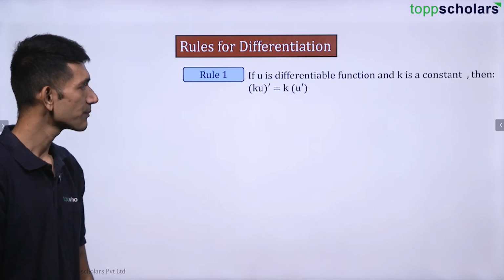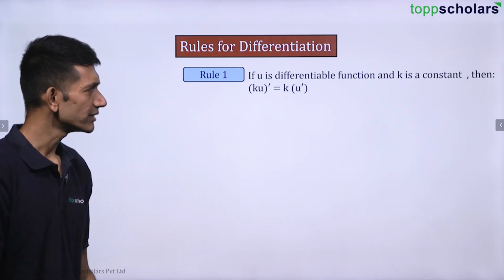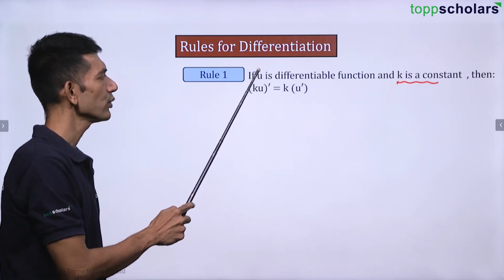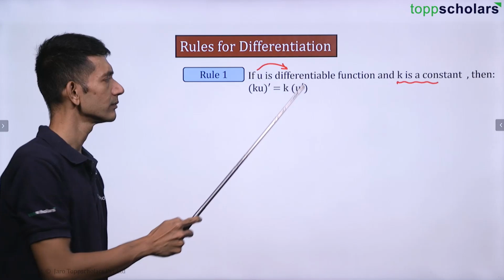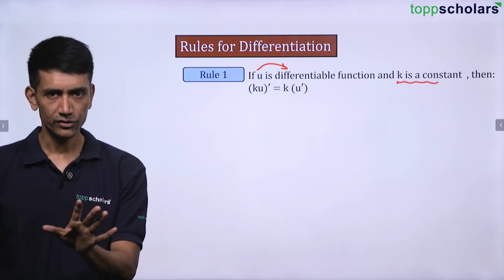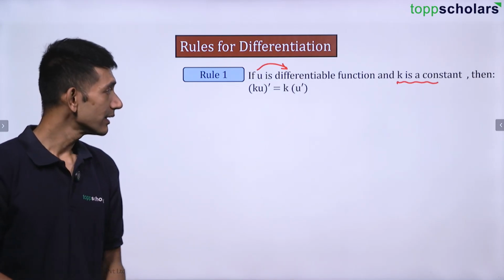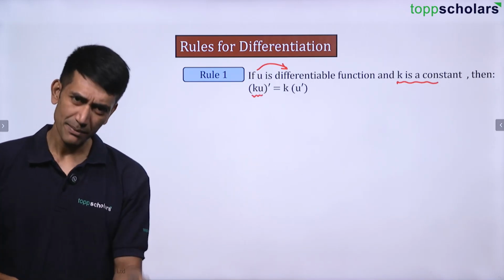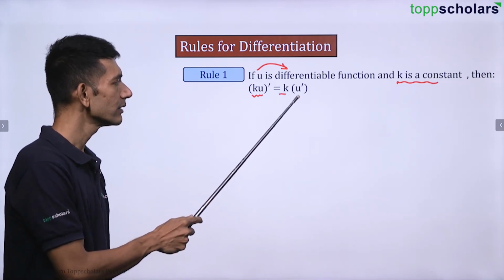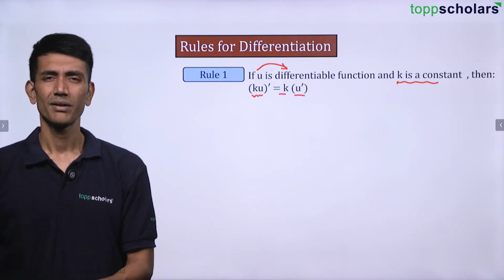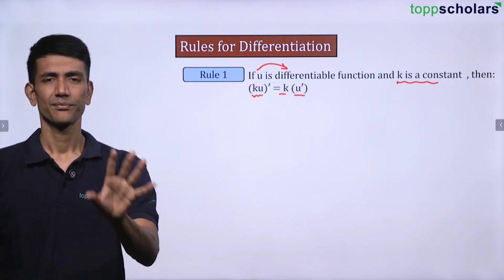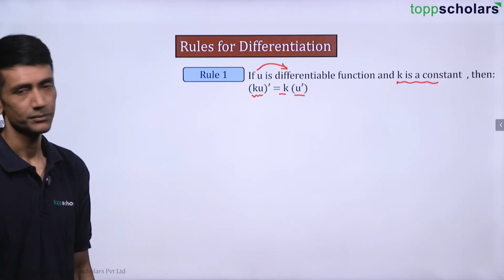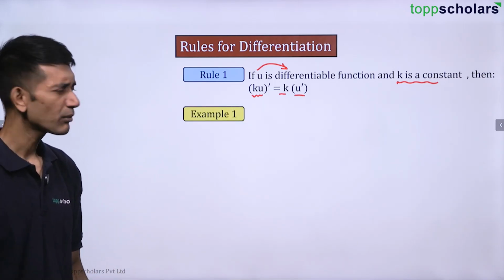Now let us see some rules for differentiation. The first rule says that if you have any constant, say for example, k is a constant and u is a differentiable function, then the derivative of k times u is the same as k times the derivative of u. So basically that constant remains as it is. You keep it as it is there, just take the derivative of the function. Okay, we'll understand this with the help of an example, don't worry.